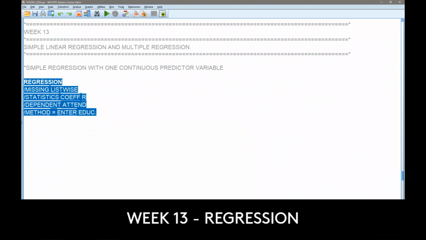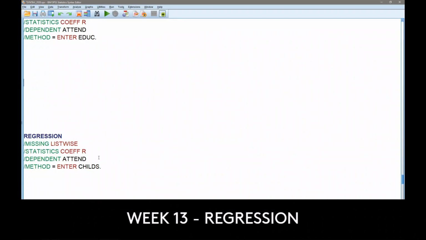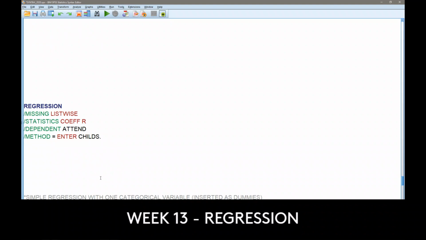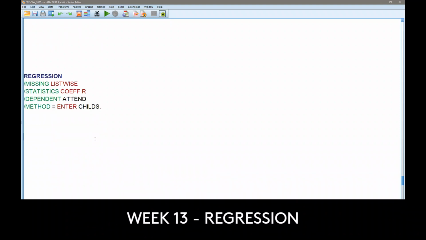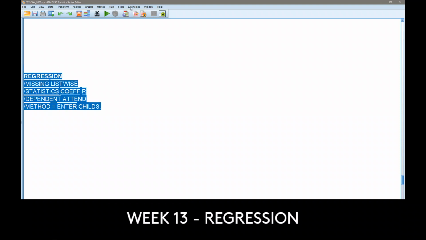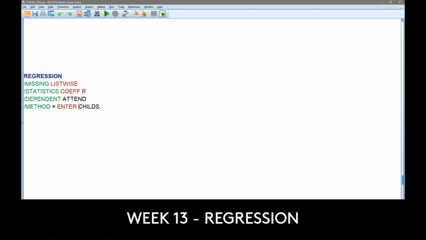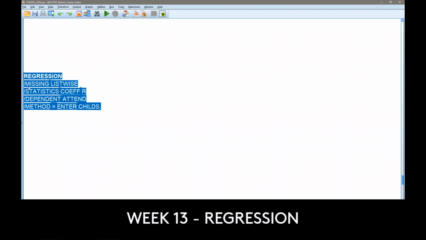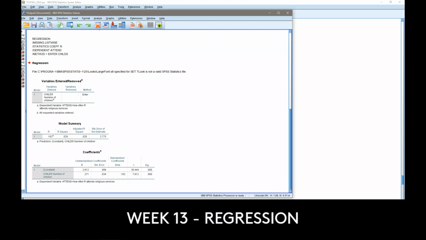Let's go ahead and try another one. Let's look at how number of children influences religious attendance. So we're going to use the same code, except instead of putting education, we'll put childs, which is the variable for number of children. Let's go ahead and run this. We get the same output here. It's telling us that we've included number of children to predict religious attendance. If we go down here to look at the R square, we have 0.026.